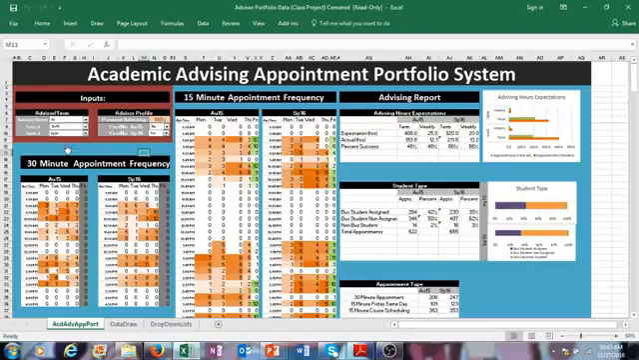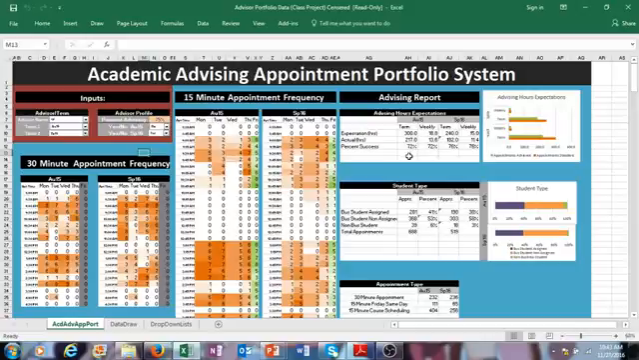This will also change based on which advisor we're looking at. If we look at advisor 6F, that's going to show us that that particular advisor is reaching a 72% success rate in the autumn and then a 76% success rate in the spring.